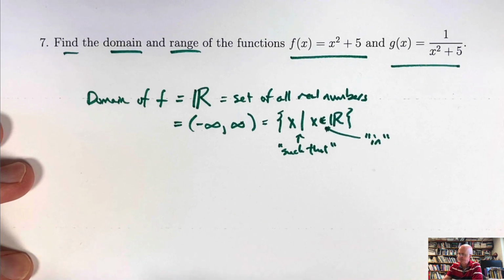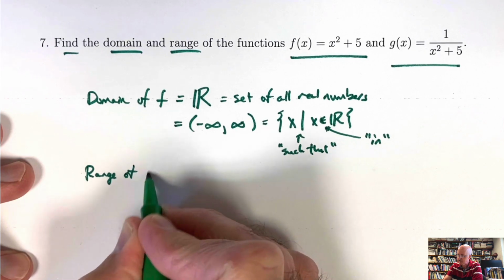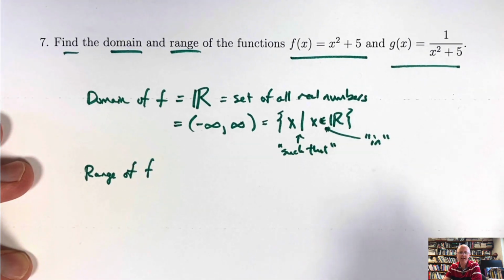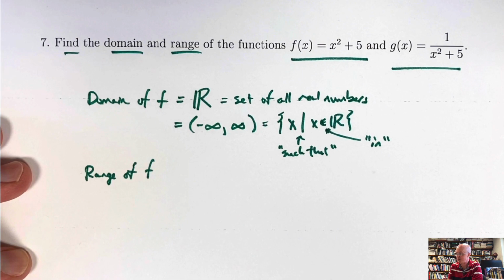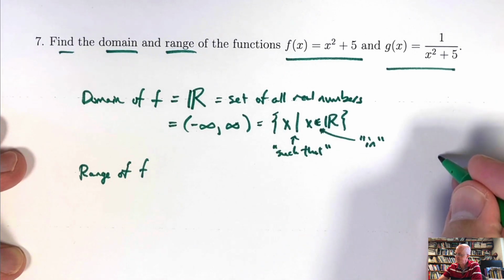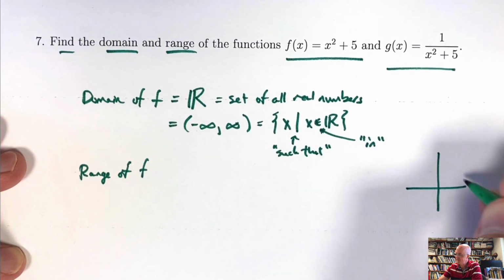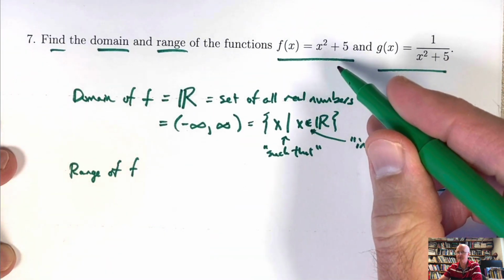Range is trickier. What's the range of f? Range is always trickier. It's the set of all outputs as the inputs range over the domain, and pun intended there with using the word range again. So you've got to think about the graph of f of x. Okay, you could use your calculator, but that's not too difficult.